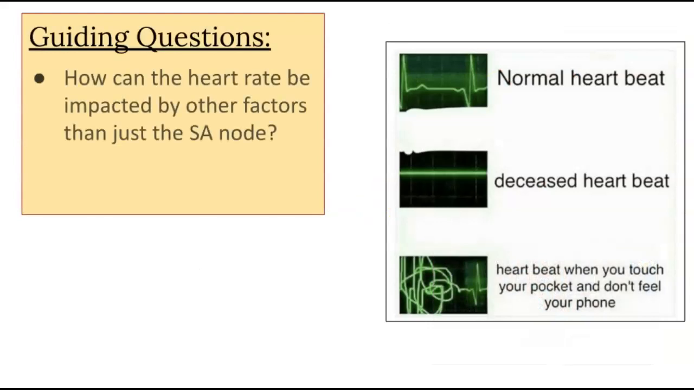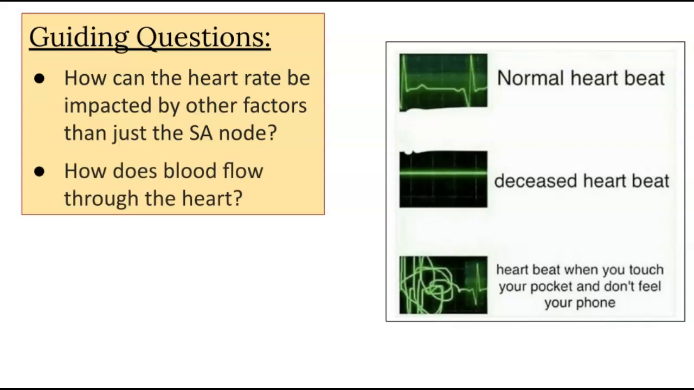Today we are going to talk about how the heart rate can be impacted by other factors than just the SA node. So last class we learned a lot about how the SA node is like the drill sergeant. The SA node is the one that really coordinates the heart rate. So we're going to learn about how other factors can impact that heart rate. And we're also going to learn about how blood flows through the heart. We already know the directions in which it flows, but we're going to learn about this idea of systole and diastole, and you'll see toward the end.